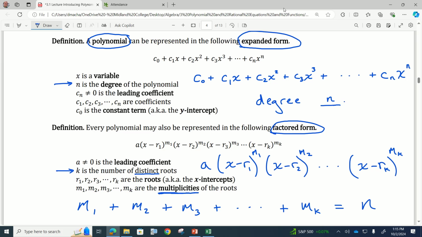So the number of distinct roots is not the same thing as the degree. If all of your roots are distinct, then it would be the same thing. But your roots don't have to be distinct. You could have 4 distinct roots and a degree of 10 if you want to, right?